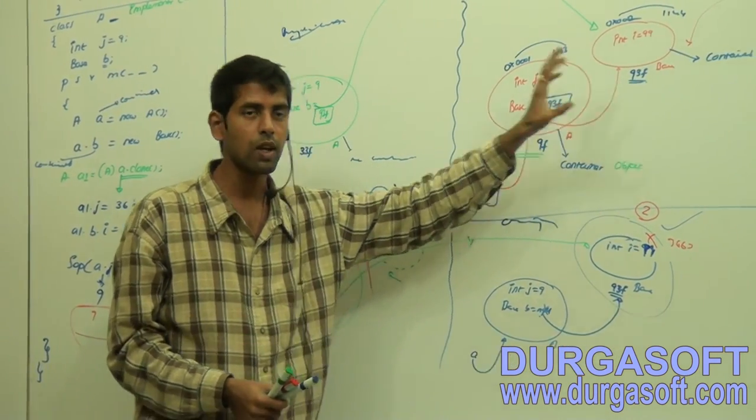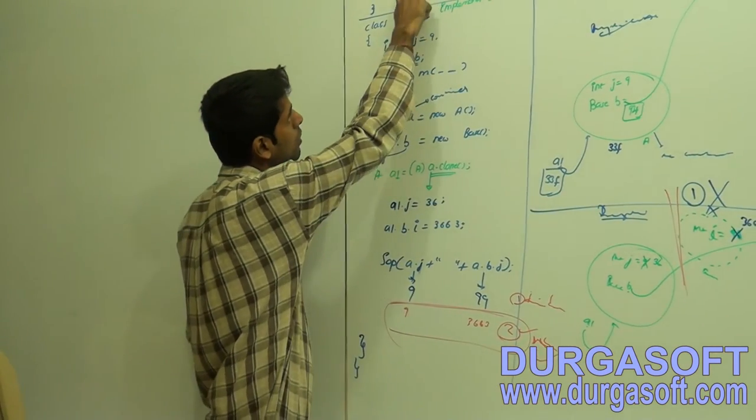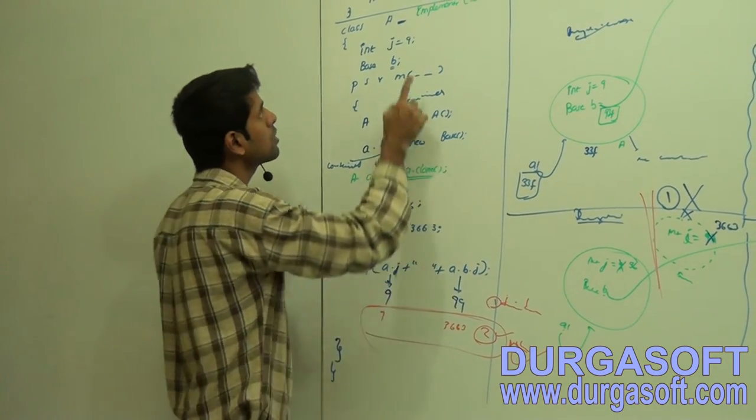So to prove that one, we have written one small piece of code, okay. I have taken one base class having a data value, that is a variable, as what? I.